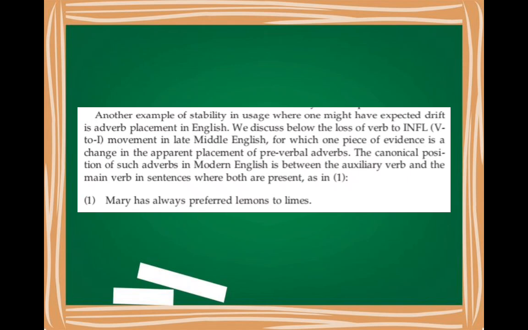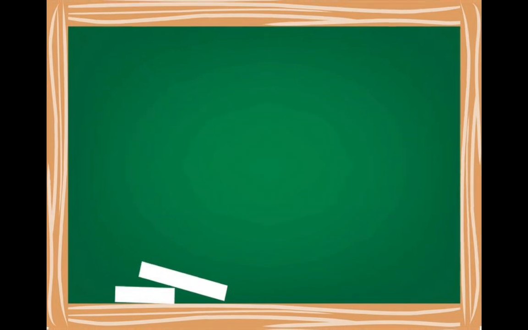We discuss below the loss of verb to Infl, V to I movement, in late Middle English, for which one piece of evidence is a change in the apparent placement of pre-verbal adverbs. The canonical position of such adverbs in modern English is between the auxiliary verb and the main verb in sentences where both are present. As, for example, we have in number 1, Mary has always preferred lemons to limes.